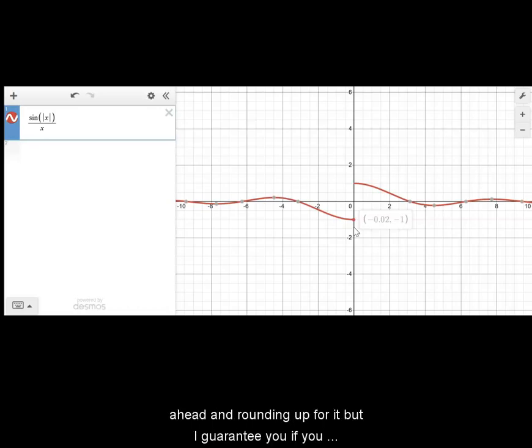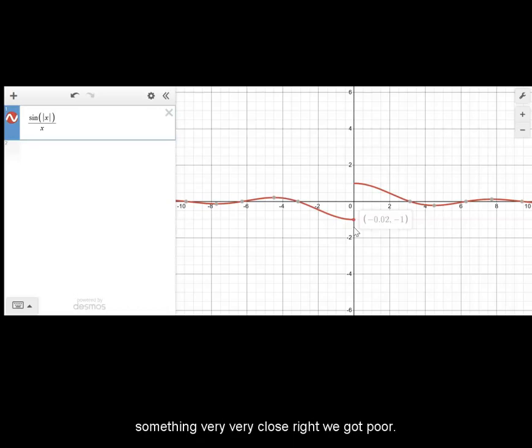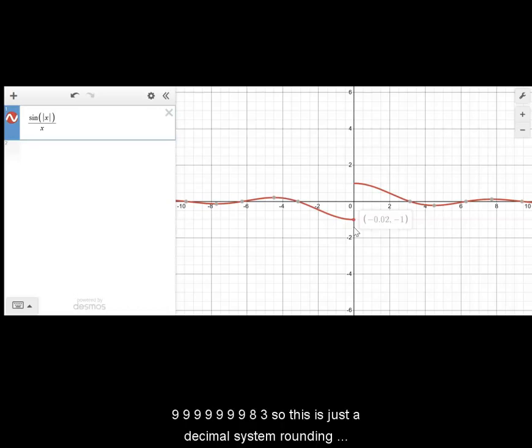But I guarantee you, if you plug in -0.02, you are not going to get -1. Actually, we saw that already. We plugged in 0.001 and we got something very, very close, 0.999999983. So this is just the decimal system rounding up. That's why I say watch out for round off errors, because when you plug in -0.02, we know that it is not -1. We know it's -0.9999983.